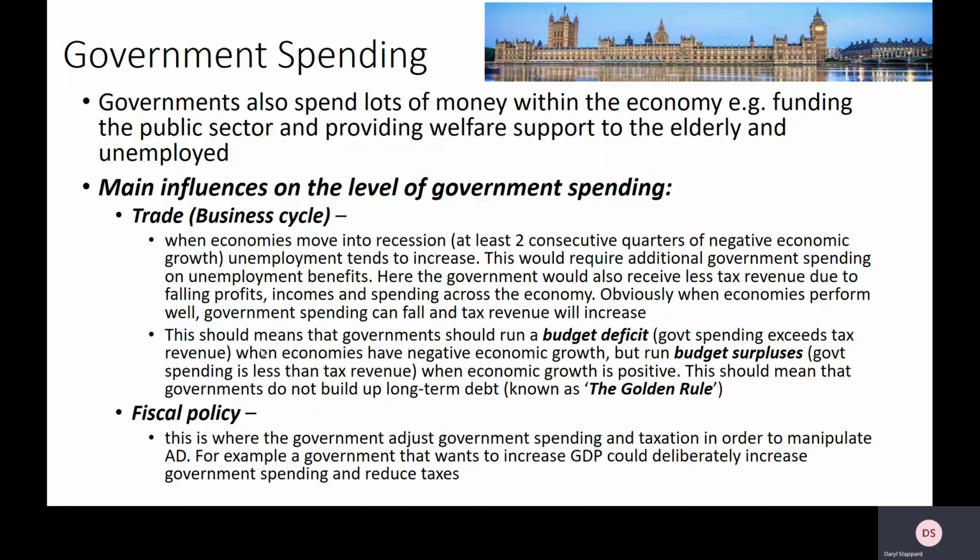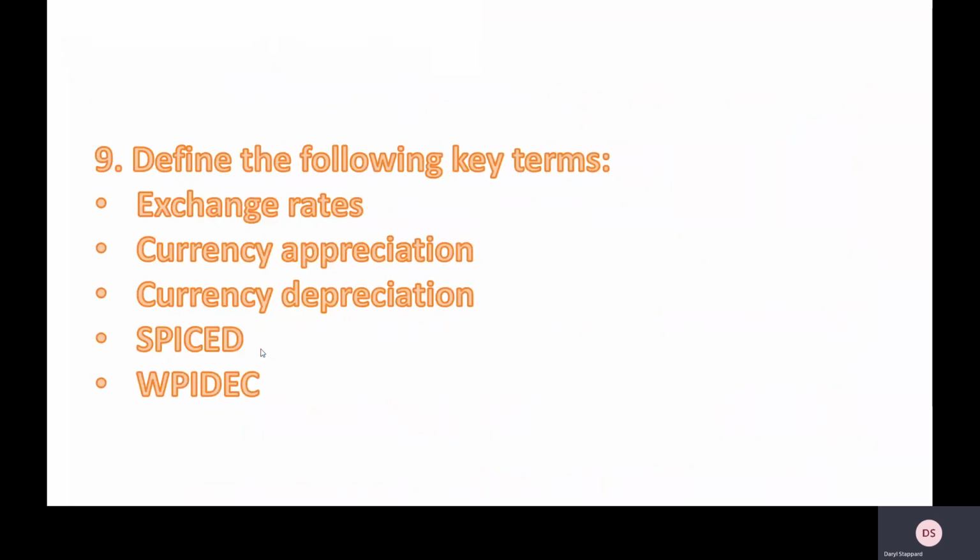Okay, so if they want to raise aggregate demand, they would increase government spending and lower taxes. If they wanted to lower aggregate demand, they would lower government spending and they would look to raise taxes. Right, well, we're now going to move on to looking at trade performance, which is the exports minus the imports.